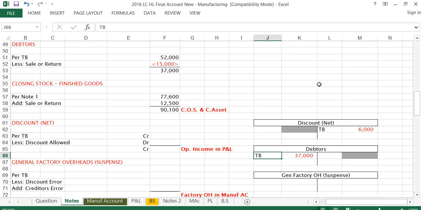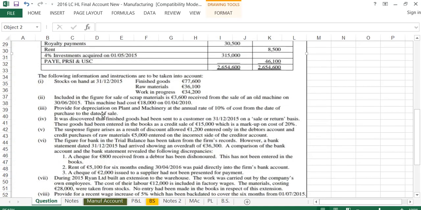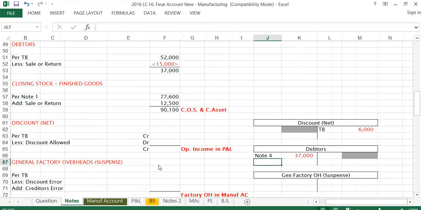And that's the most up-to-date figure for debtors. It's not from the trial balance, it's actually coming from note 4. Now, if I go back again just to quickly read what it says in the question, it says there was a discount allowed entered only in the debtor's account. So if we allow a discount, we should debit the discount because it's an expense to us. We should credit debtors because it reduces the amount they owe us.